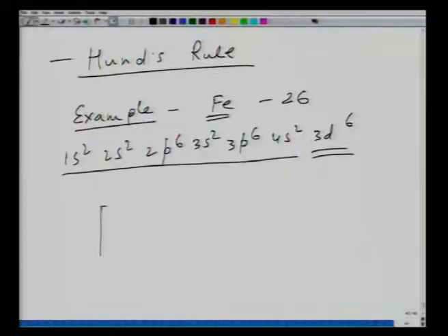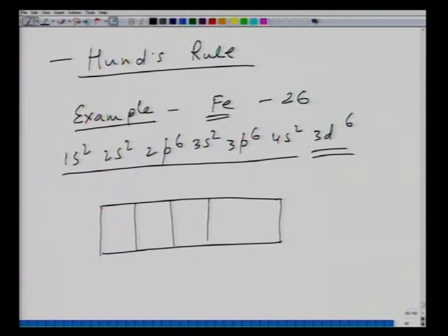So, the picture for the d shell is: you have the d shell and this has 5 subshells. These are the 5 subshells. Now, one way of arranging these 6 electrons is you put one up, one down, one up, one down, one up, one down, but this will not give you any magnetism because all the spins cancel each other.